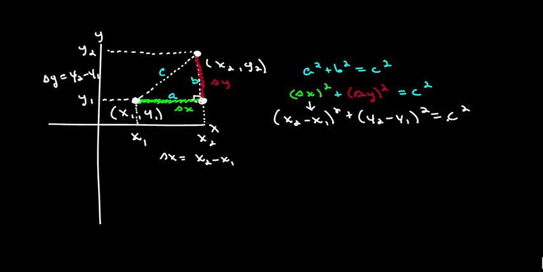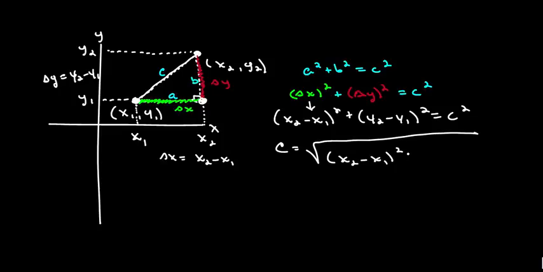And of course, if we're looking for just c, that's what we want. We want just this line here, c. We don't want c squared. We'll just take the square root of both sides. So the distance, which we'll call c, or d, whatever you want to label it, will be the square root of this expression right here. And that's it. That's how we get our distance formula.